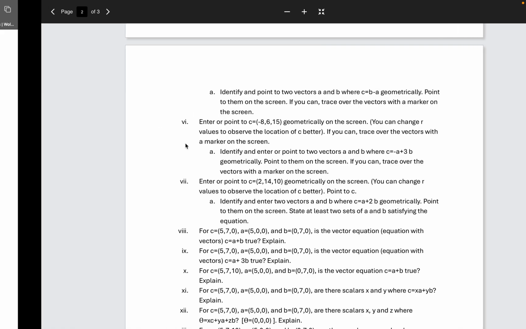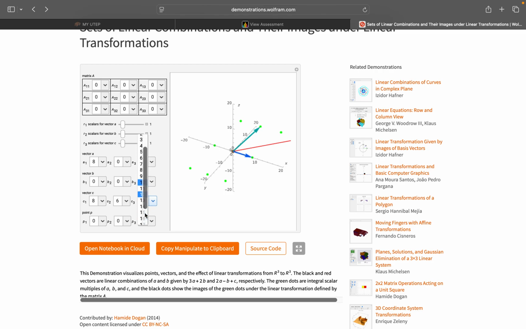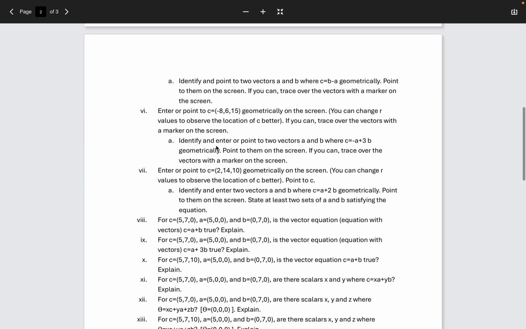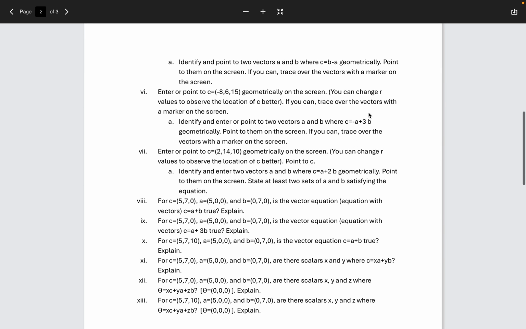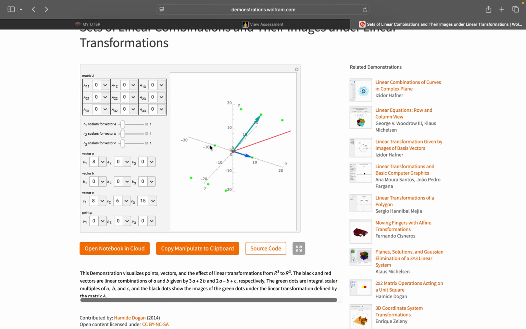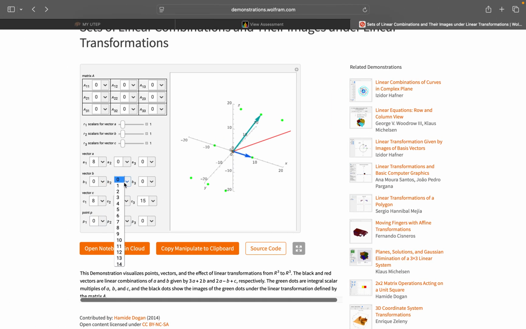Okay, so we got that one: negative 8, 6, and 15. So for this one, our values, you can observe the vectors. We have C, negative A plus 3B. Negative A would be 8 in the negative direction. 3 times B would end up to 6, so 3 times 2 is equal to 6. And we'll set the scalar to 3. So we can see the dots right here.